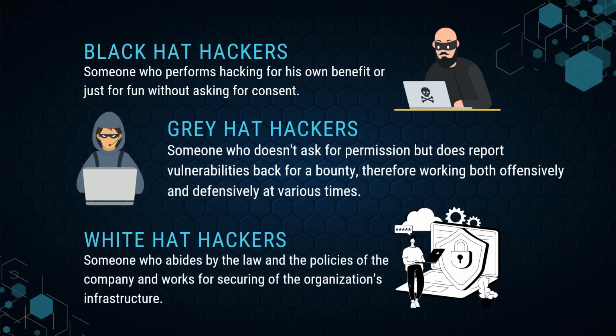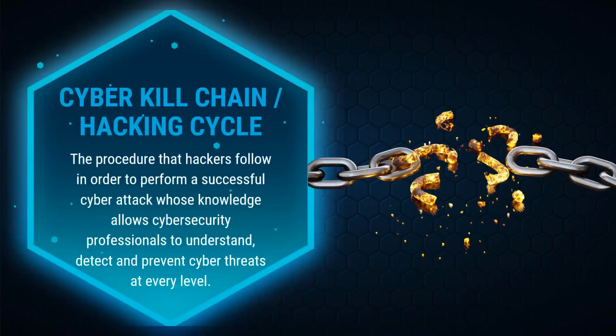No matter what category of hacker you take, whether black hat, gray hat or white hat, they perform hacking or ethical hacking in a certain procedure. That procedure is known as the cyber kill chain. It can also be called the hacking cycle by certain organizations. It is the procedure followed by both hackers and cybersecurity professionals to understand how these attacks are performed, and to detect and prevent them at every level.